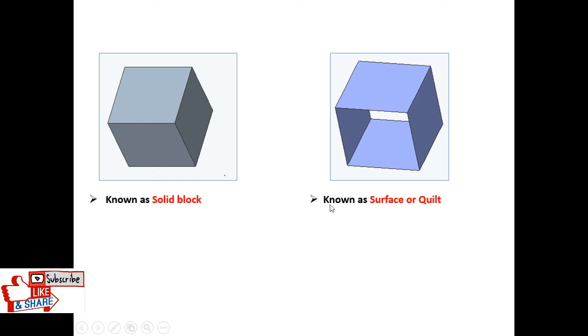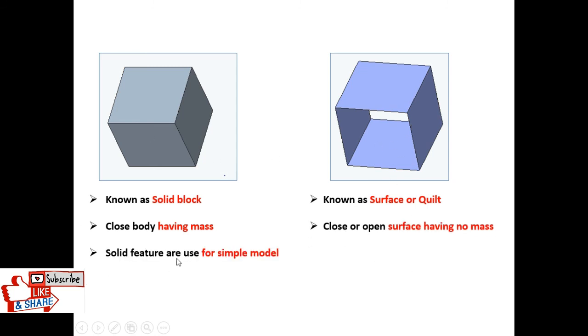This one is the solid block and this one is the surface. A solid has mass, and a surface has no mass. Solid features are used for simple model creation, and surface modeling is used for complicated model creation.